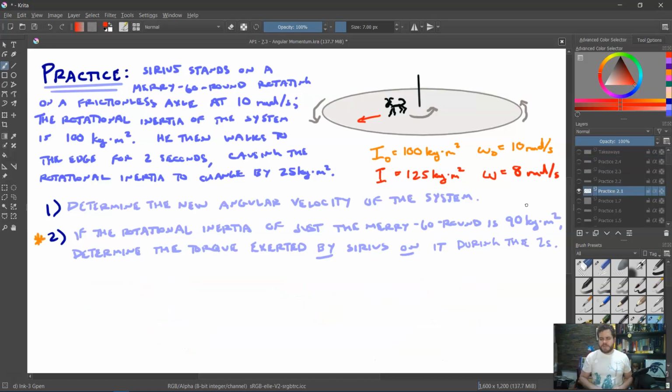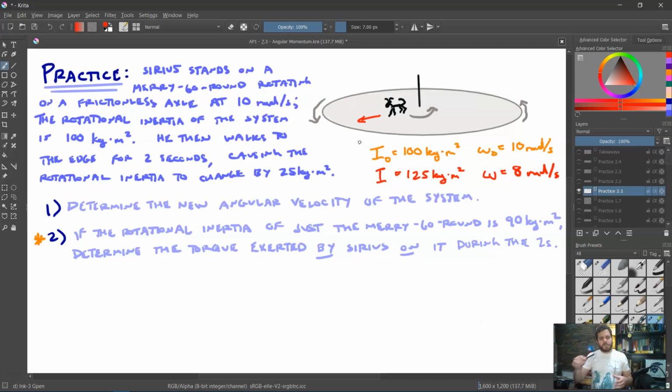Now let's look at the second question. We want to determine the torque exerted by Sirius on the merry-go-round during this 2 seconds it takes for him to walk from this position to the outside edge. But how do we know there even has to be a torque? Because if we look at our system, the angular momentum was constant. But now let's isolate the two pieces of our system, the merry-go-round and him. If we say our system is just the merry-go-round, its rotational inertia by itself hasn't changed, right? It's just 90 kilogram meters squared, and it's not going to change if he moves in or out. It's still the same shape.